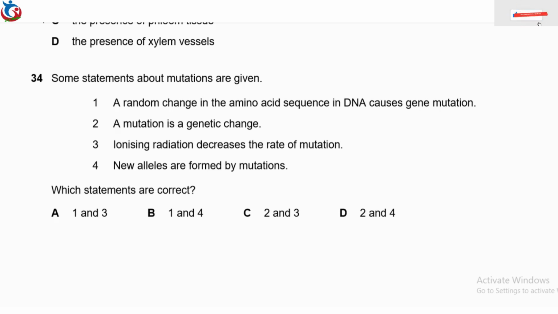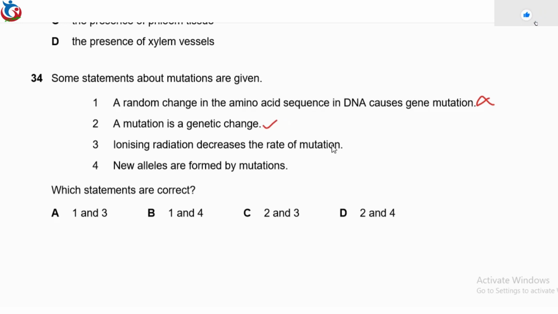Looking at the statements, number 1, a random change in the amino acid sequence in DNA causes gene mutation. No, gene mutation is as a result of a change in the nucleotide sequence, not the amino acid sequence. Number 2, a mutation is a genetic change, absolutely correct, 100%.